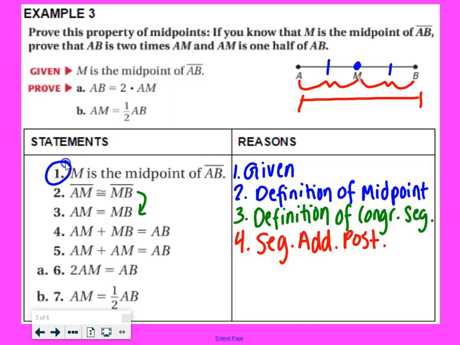All right, then we have AM plus AM equals AB. So we're really just taking this equation right here, but we're replacing that MB with AM because we know that they're equal. Right here we know they're equal, so we can make that substitution based off of our substitution property of equality.